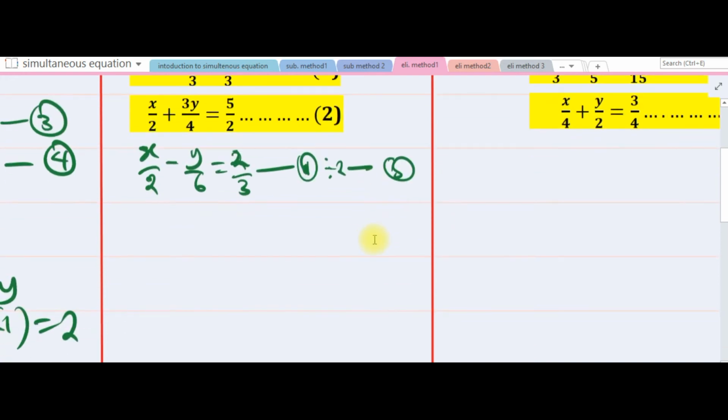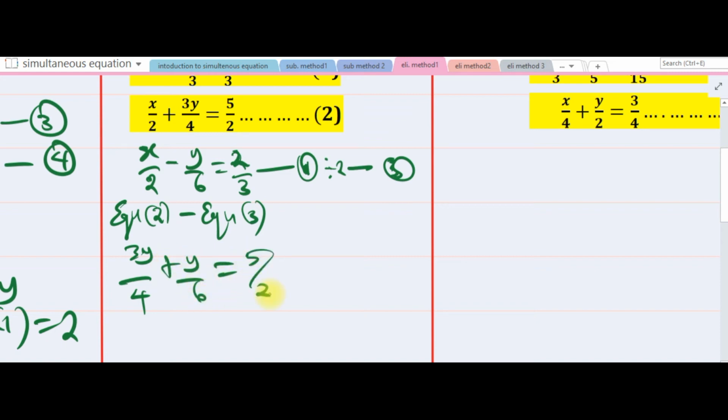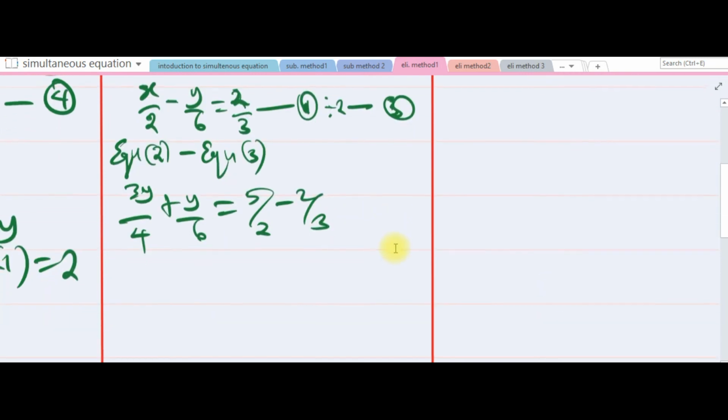So the next one, we now solve equations 2 and 3 simultaneously. The best is to subtract, because they have the same sign, so we subtract. If they have different signs, you will add. So we now do equation 2 minus equation 3. So x over 2 minus x over 2 is 0. 3y over 4 minus 3y over 4, so we have plus y over 6. Then y, this is 5 over 2 minus 2 over 3. So that's what I will subtract.